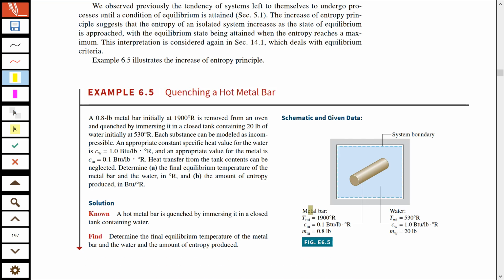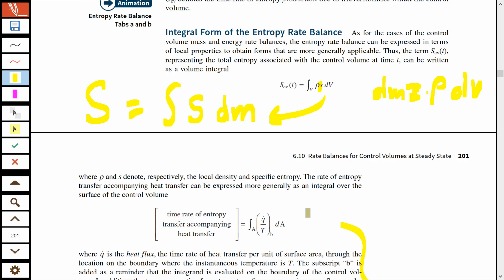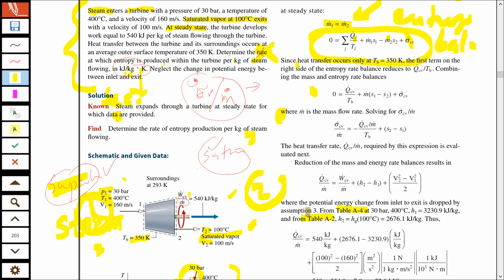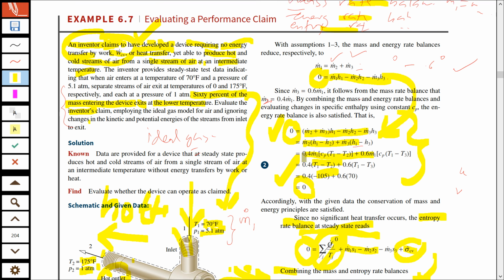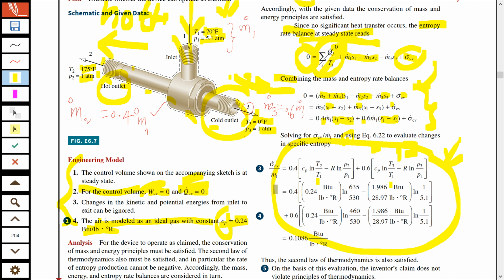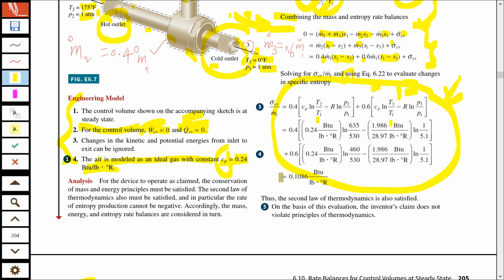For you, the take-home message is to know how to devise a strategy for solving this problem. And to verify a claim by some inventor, you just need to look for contradictions. You have three rate balance equations: mass rate balance, energy rate balance, entropy rate balance. You verify all those, and if none of these is violated, then you say, okay, no matter how preposterous that claim might sound, it is still correct. So you can verify that.